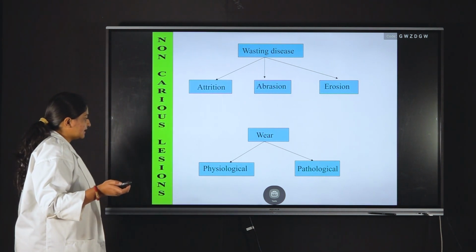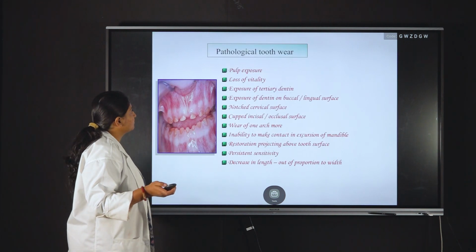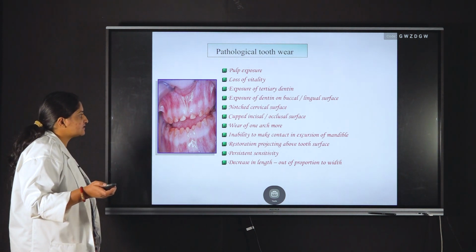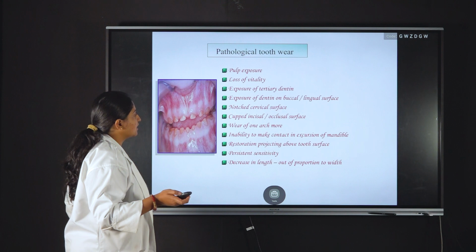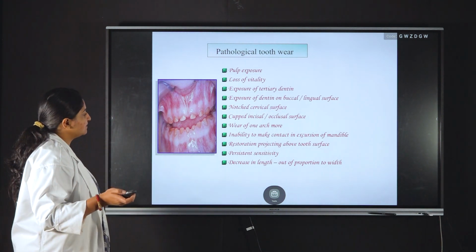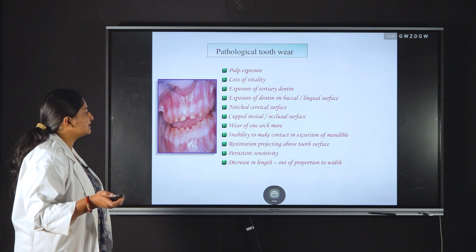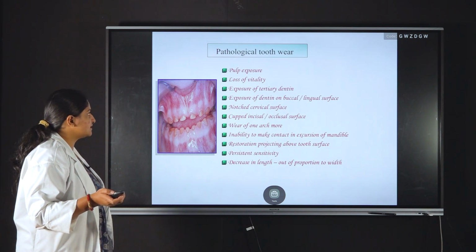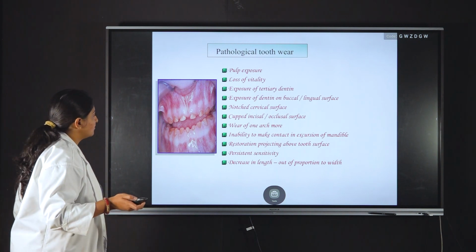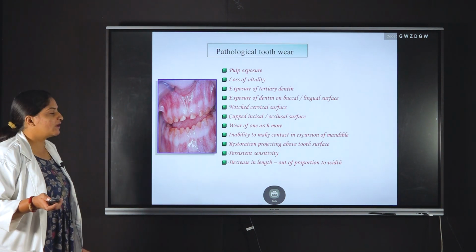So coming to wear, it can be classified into physiological and pathological. Pathological tooth wear includes pulp exposure, loss of vitality, exposure of tertiary dentin, exposure of dentin on buccal or lingual surface, notched cervical surface, cupped incisal or occlusal surface, wear of one arch or more, inability to make contact in exclusion of mandible, restoration projecting above tooth surface, persistent sensitivity, and decrease in length out of proportion to width. So all these factors contribute to the pathological tooth wear.